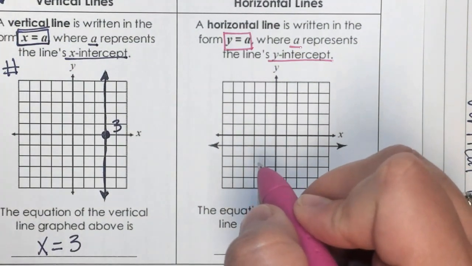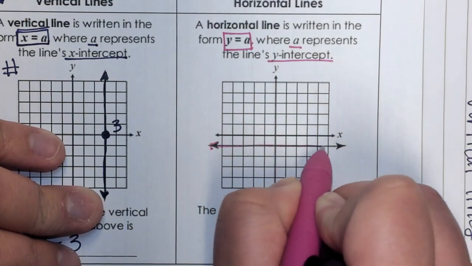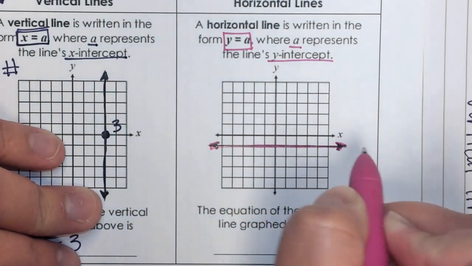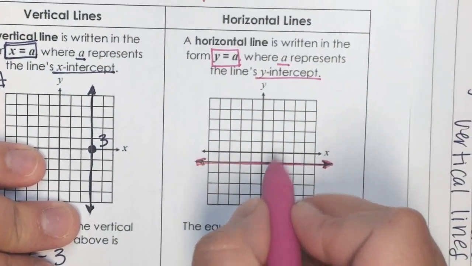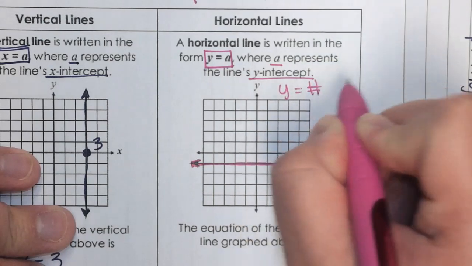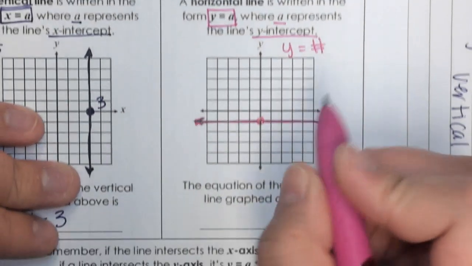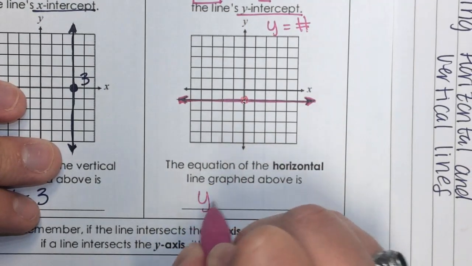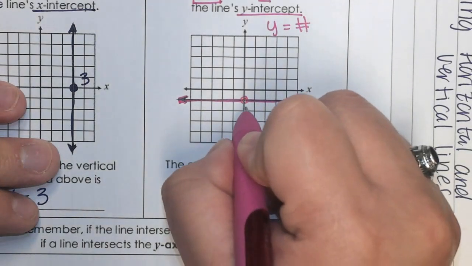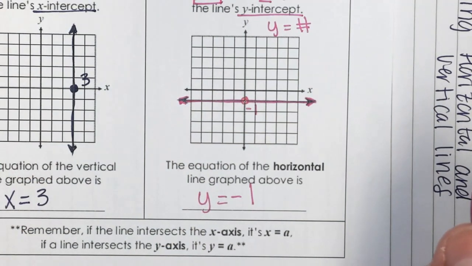So the graph down here is a little difficult to see. It's like right here. It kind of blends in with the grid. So it's right there. So for a horizontal line, it's y equals a number. That number is the y-intercept. So the equation of this line is y equals -1. Any questions?